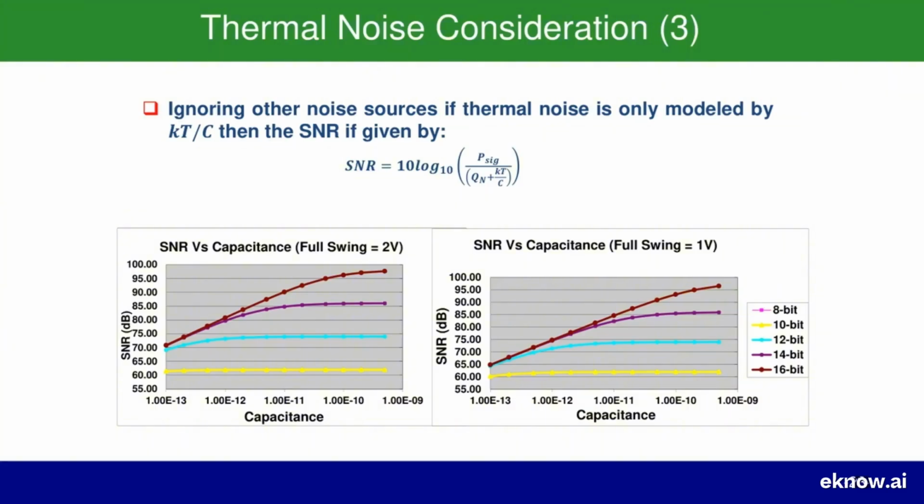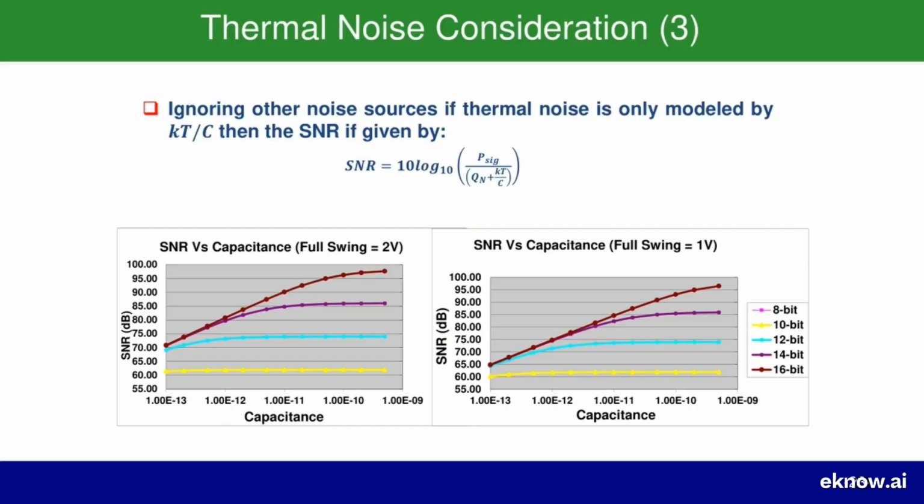But then, look at what happens at the higher capacitance values. The curves start to flatten out. Why do you think that is? Well, once the capacitance is large enough, the KT/C thermal noise becomes so small that it's insignificant compared to the other noise term, the quantization noise Qn. At this point, the ADC's performance is no longer limited by thermal noise. It's limited by its own resolution. The SNR hits a ceiling determined by the number of bits.